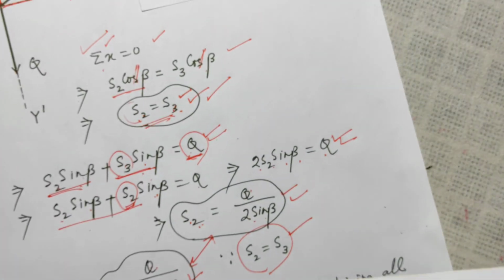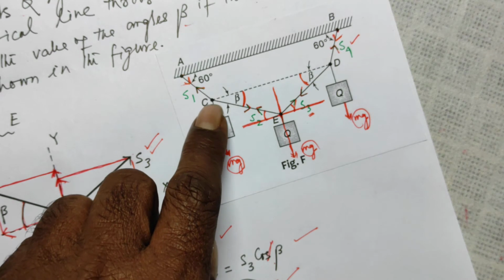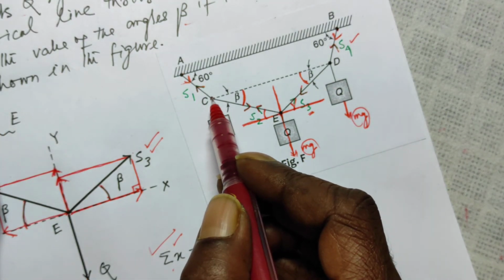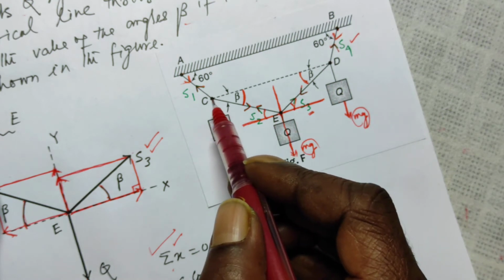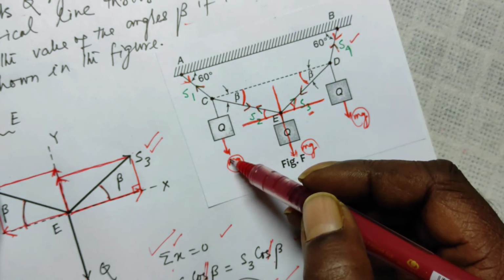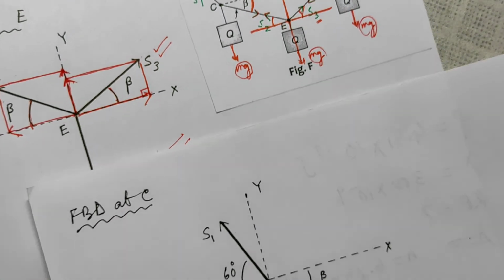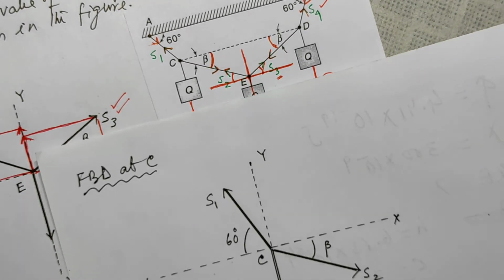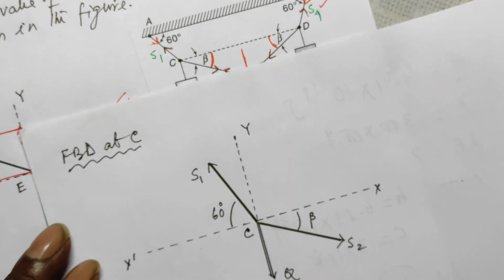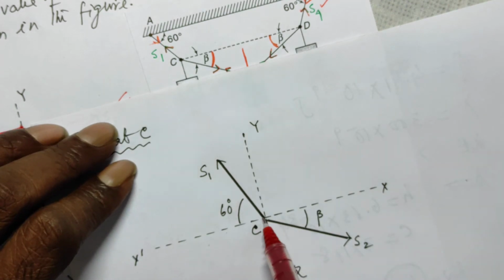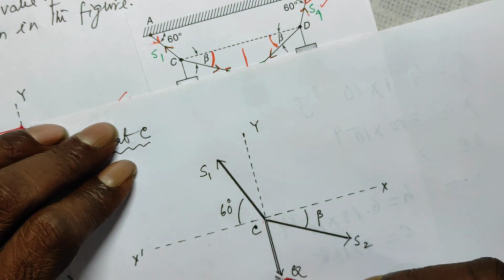Now then, let us go back to the point C. At this point, there are concurrent forces in the same plane. S2 to this side, S1 to this side, and the weight Q is to this side. Let me draw the free body diagram at the point of concurrence C. Now this is your S2, this is your S1, this one is Q.